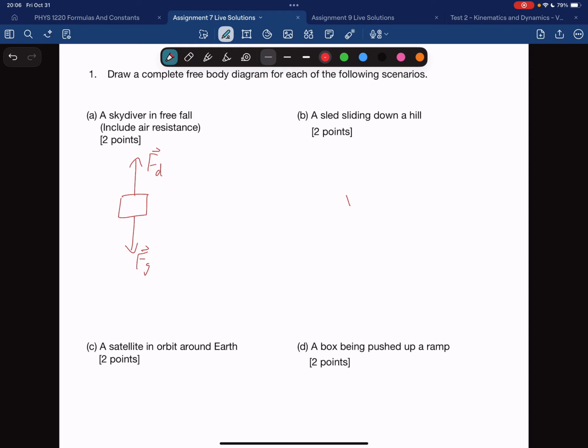So I'm going to draw my box on a bit of an angle, just to show that it's on a hill. The normal force is perpendicular to the hill. Friction would be pointing up, and it is kinetic, because we're told it is sliding. Gravity is always straight down.